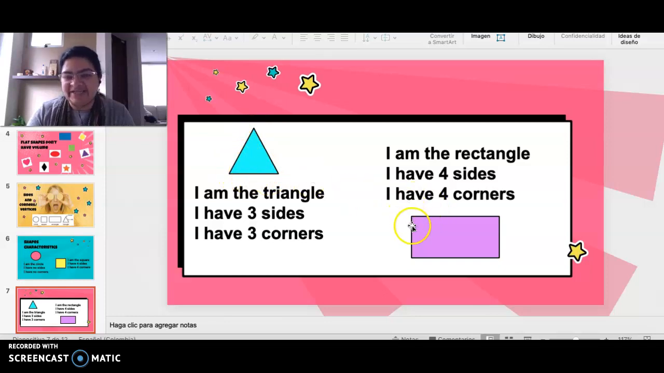I am the rectangle. Look at this one, the purple one. I have four sides and four corners or vertices. Two sides are long and two sides are short. Look. One, two, three, four. One and three are long sides, and two and four are short sides.